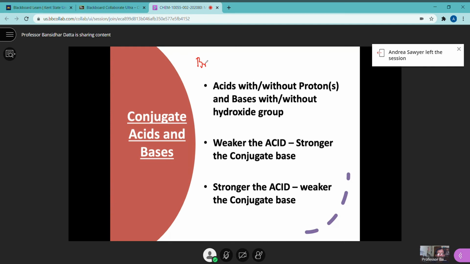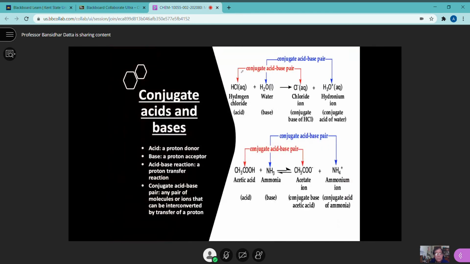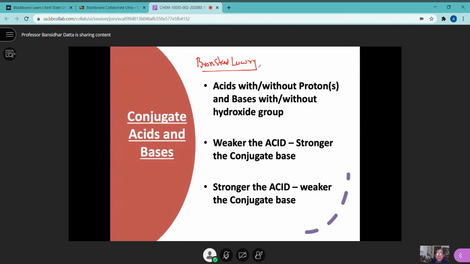Bronsted, B-R-O-N-S-T-E-D, Bronsted-Lowry, L-O-W-R-Y, Bronsted-Lowry definition. So far, we walked through the Arrhenius definition of acids and bases, and we came up with all those things. There's another definition called the Bronsted-Lowry definition that gives us the conjugate acids and bases.